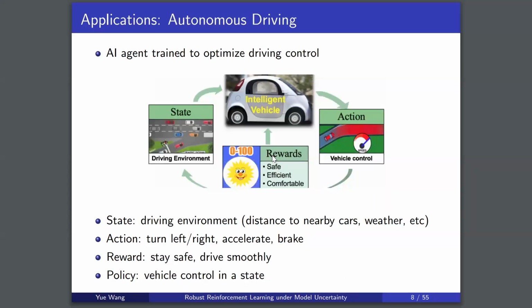Another famous example is autonomous driving, where an AI agent is trained to optimize driving control. In this problem, the state is the driving environment, for example, the distance to the nearby car or the current speed. The action of the agent is to turn left or right, to accelerate or brake. The reward, of course, is to drive safely and smoothly. And the policy we want to learn is to control the vehicle in different situations.